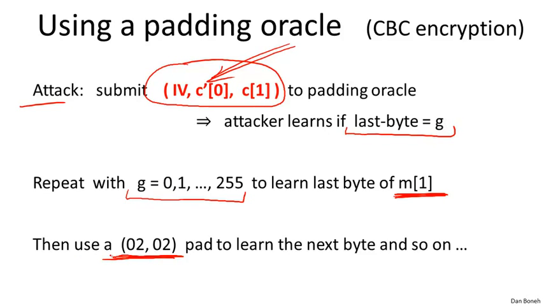of M1. And now we can iterate this again and again, and basically since the length of the block is 16 bytes, after 16 times 256 queries, we get to learn all of M1. So this is a pretty significant attack that is able to decrypt blocks of the TLS record.